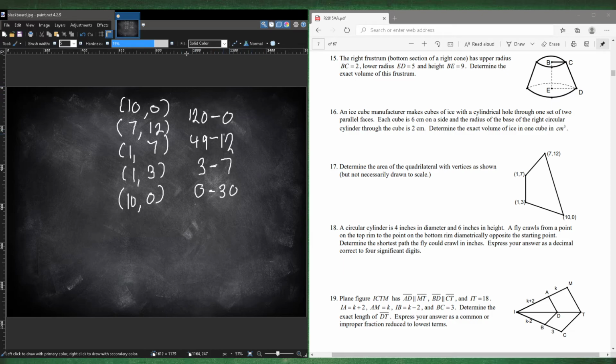From this point, I like to put some numbers together so I can cancel some out. Negative 12 and negative 7 is negative 19. Then negative 19 plus the 30 makes negative 49, which cancels with this positive 49. So we have 120 plus 3, which is equal to 123. If you take half of this number, that gets your area. So it's just 123 over 2. And that is your answer for number 17.